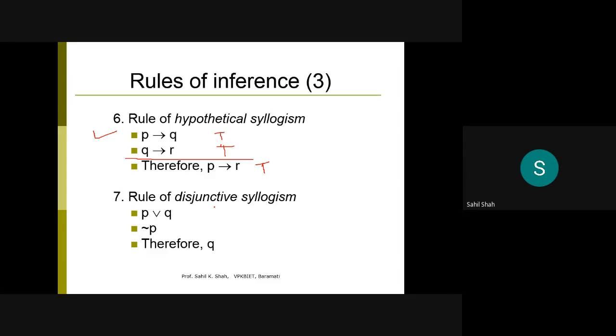Rule of disjunctive syllogism, which says that if P or Q holds and negation of P holds, then Q holds. Obviously, it is a fact. Okay, we know that it is given that P or Q is true.